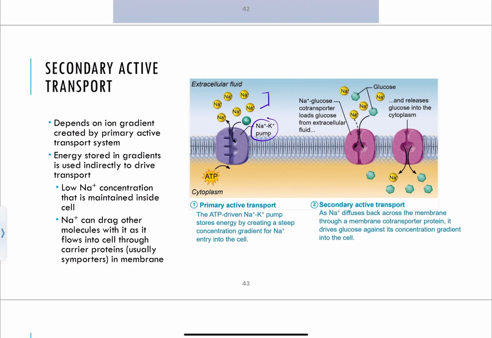However, it requires energy indirectly. So if we didn't have the sodium potassium pump over here creating this high concentration of sodium out here in the extracellular space, we wouldn't be able to bring glucose across to begin with on the inside of the cell. So that's kind of secondary active transport.